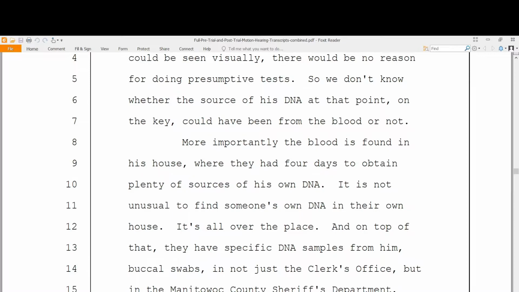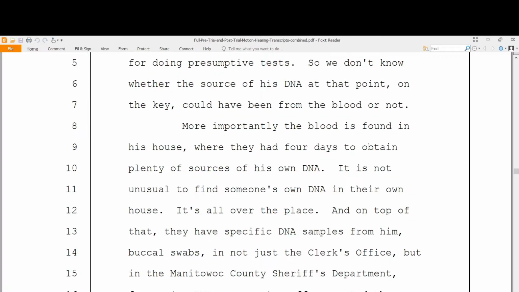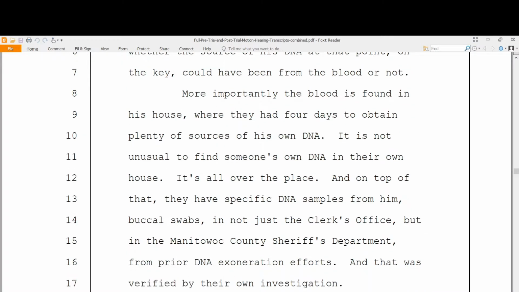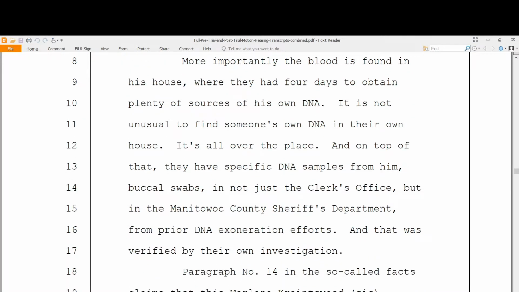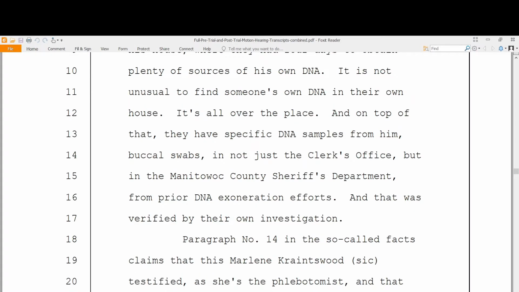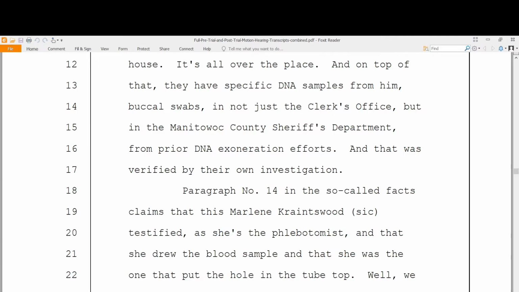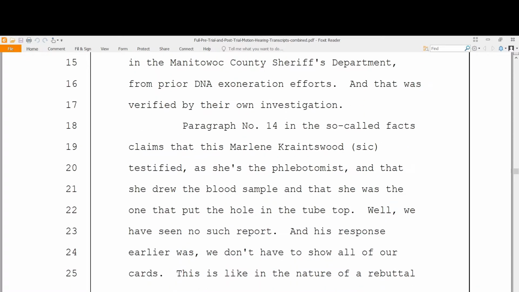More importantly, the blood is found in his house, where they had 4 days to obtain plenty of sources of his own DNA. It is not unusual to find someone's DNA in their house. It's all over the place. And on top of that, they have specific DNA samples from him, buccal swabs in not just the clerk's office, but in the Manitowoc County Sheriff's Department from prior DNA exoneration efforts. And that was verified by their own investigation.